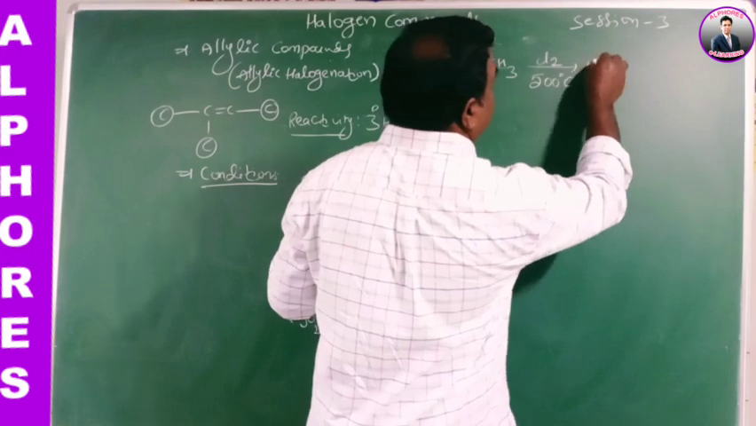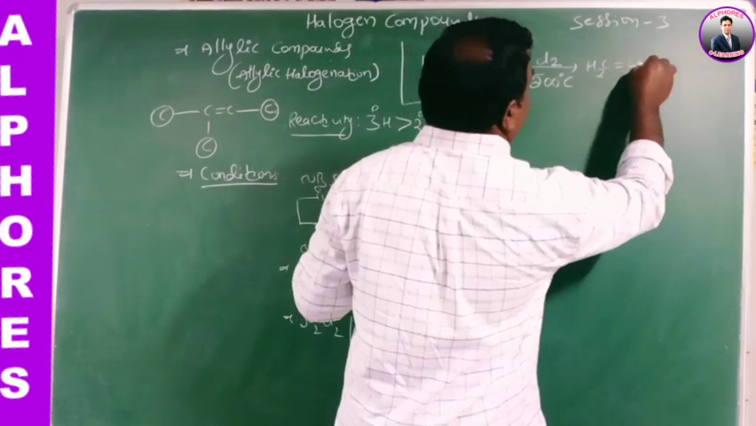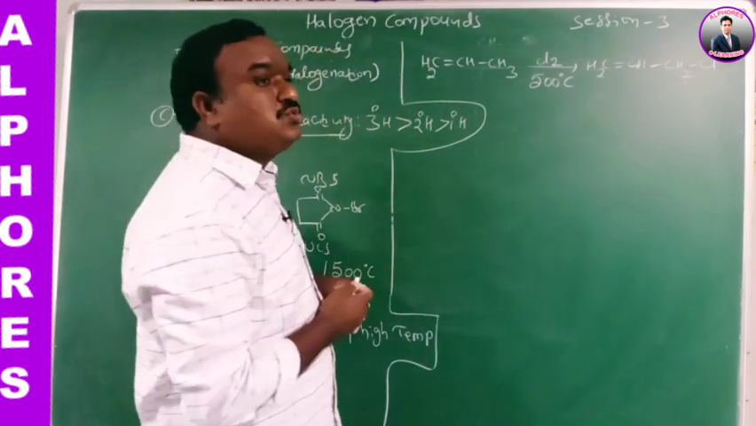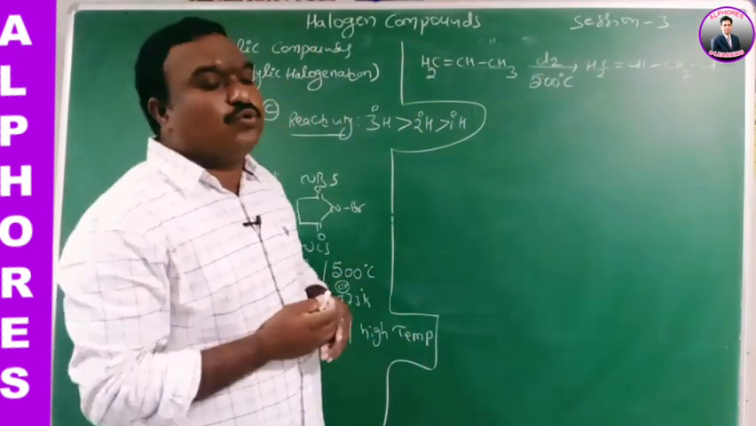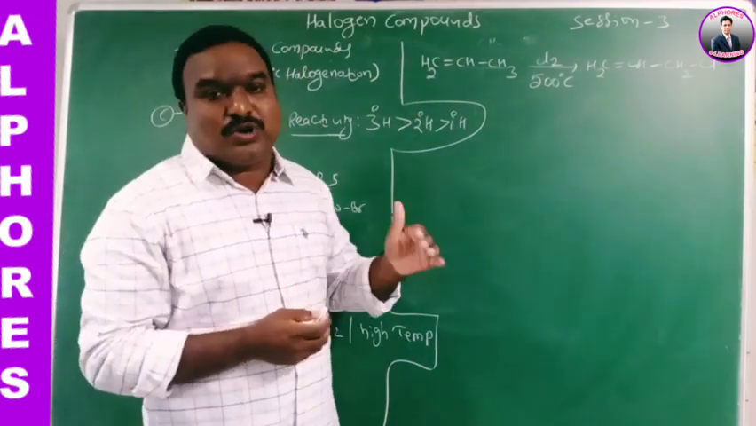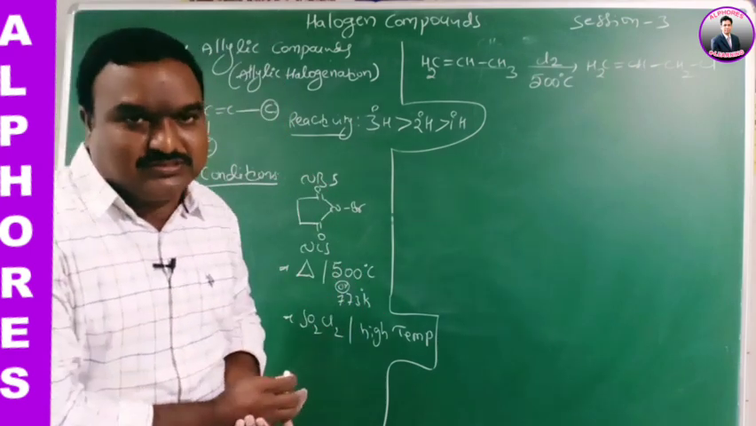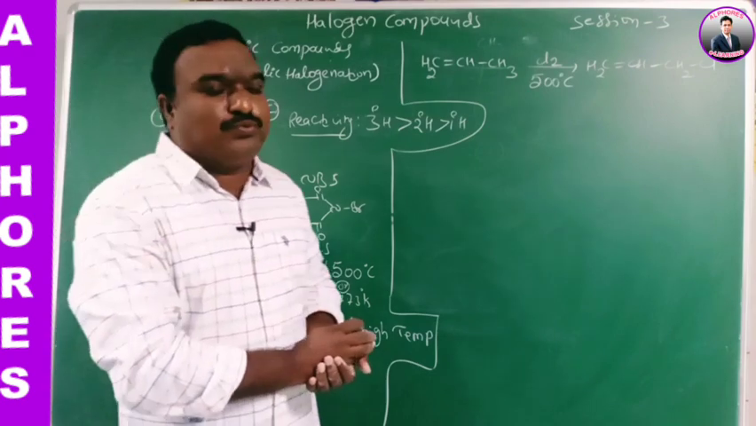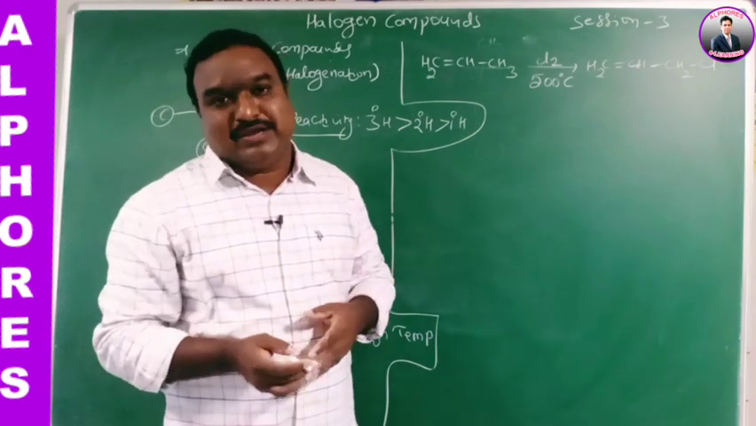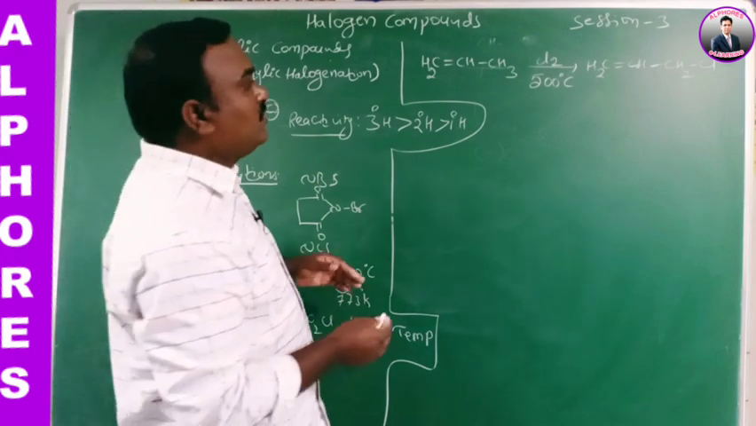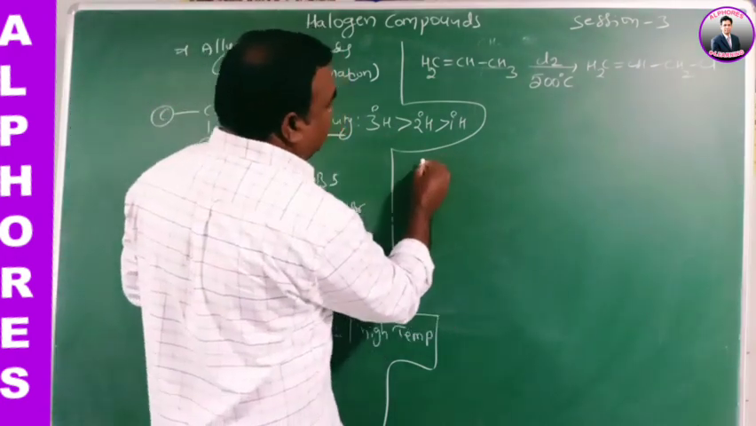The final product is CH2 double bond CH, CH2Cl. 3-chloropropene is formed here. According to IUPAC nomenclature rules, the first priority is given to the functional group, so 3-chloropropene, or allyl chloride. Allyl chloride is formed here.